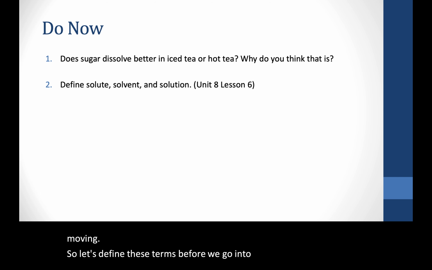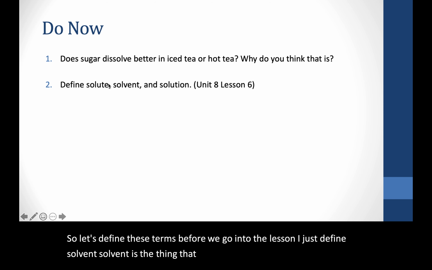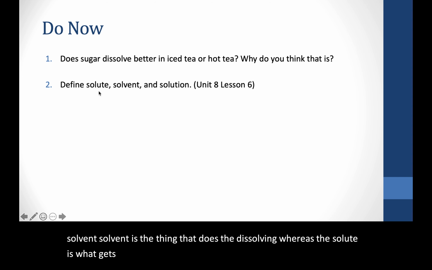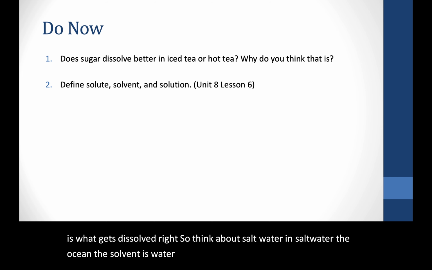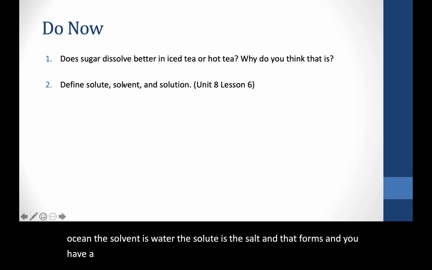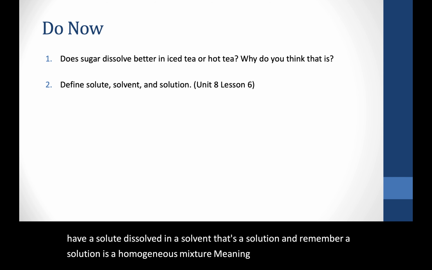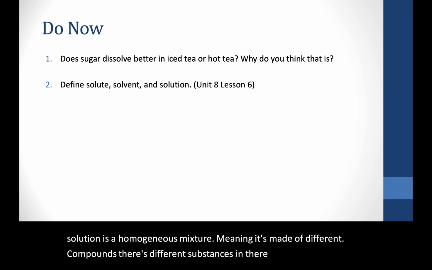I just defined solvent. Solvent is the thing that does the dissolving, whereas the solute is what gets dissolved. So think about salt water. In salt water, like the ocean, the solvent is water, the solute is the salt. And that forms when you have a solute dissolved in a solvent. That's a solution. And remember, a solution is a homogeneous mixture, meaning it's made of different compounds. There's different substances in there, but it looks like one thing.